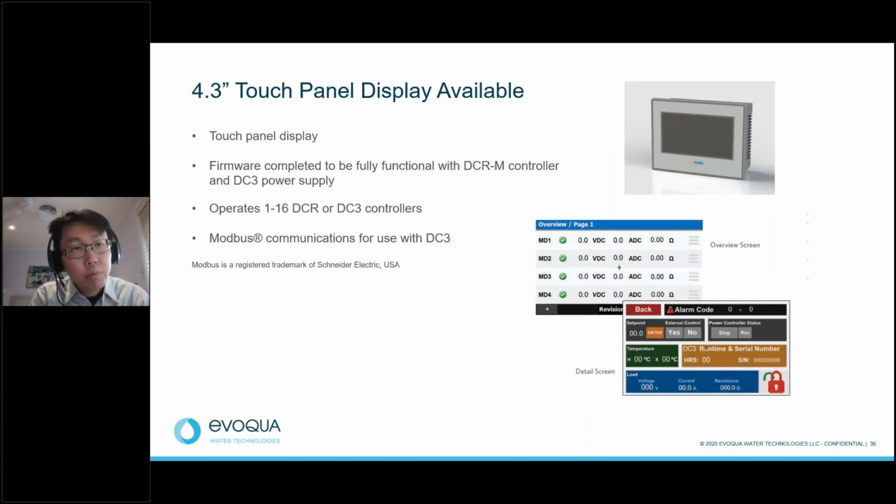There is also a 4.3 inch touch panel display available. It is fully functional with the DCR controller and also the DC3 power supply. One good thing about this touch panel display is that it can control up to 16 controllers at the same time. It also has a function if you want to make use of the Modbus feature.